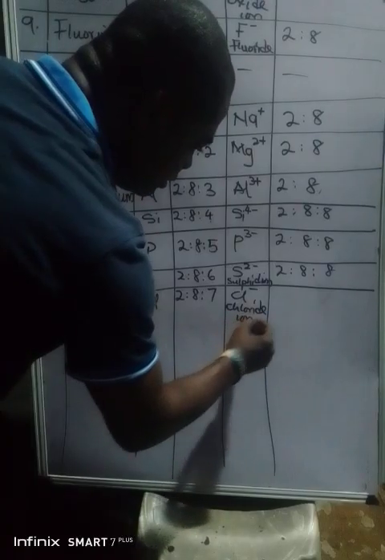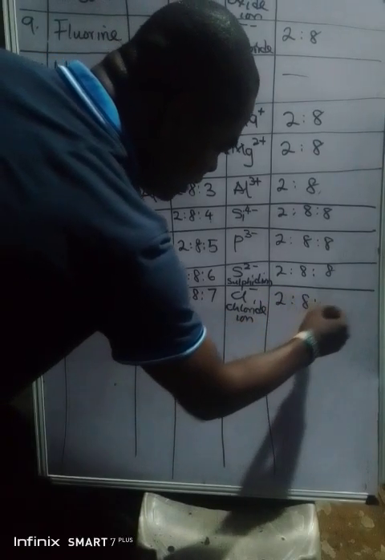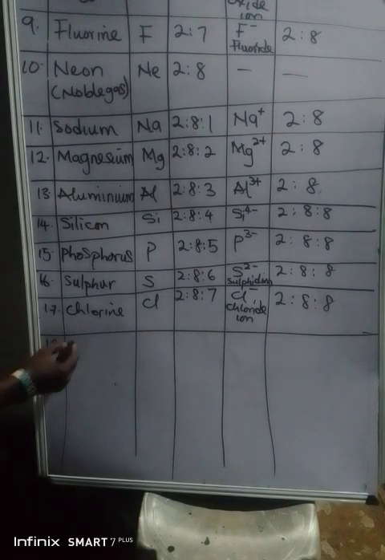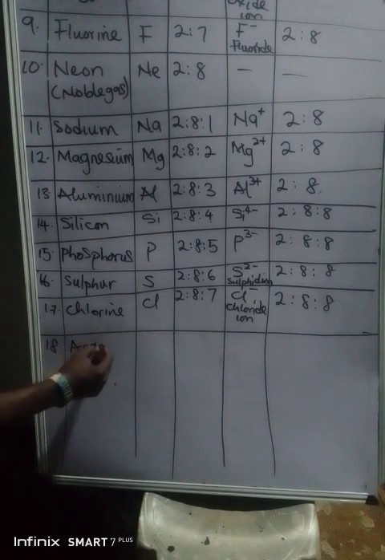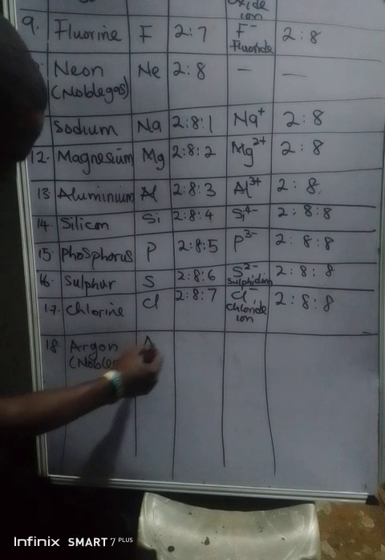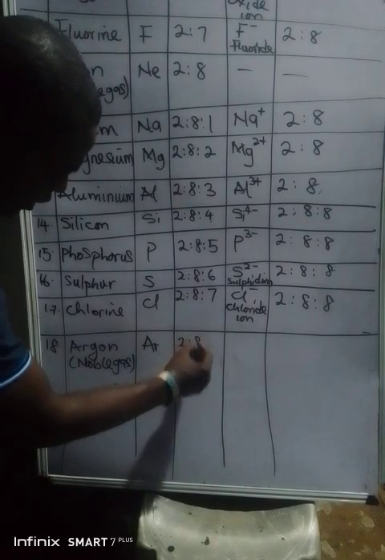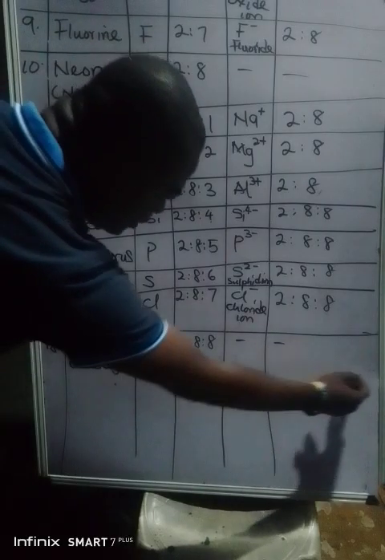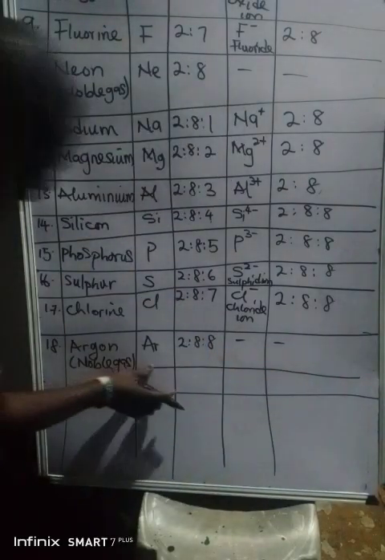The configuration now becomes 2, 8, another 8. Then number 18 is argon. Argon is a noble gas. So this Ar is 2, 8, another 8. It does not form ions because it's a noble gas. Noble gases do not form ions.